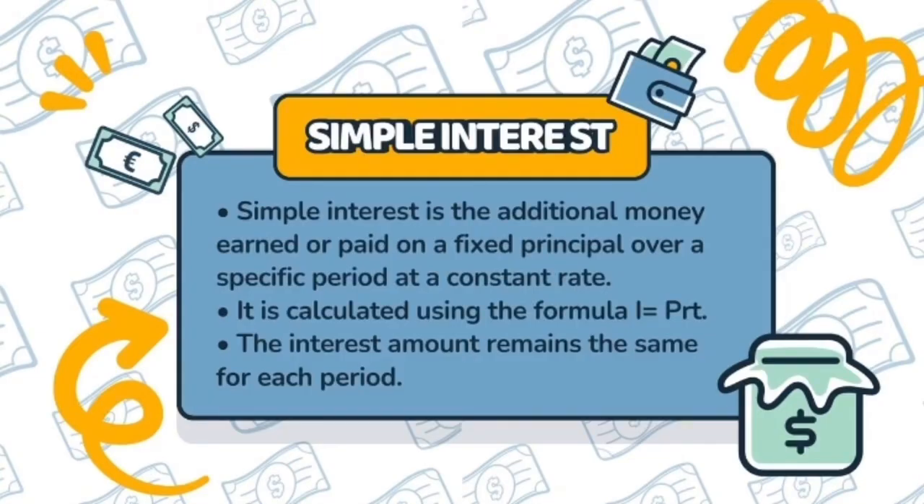Simple interest is the additional money earned or paid on a fixed principal over a specific period at a constant rate. It is calculated using the formula I equals PRT. I for interest, P for principal, R for rate, and T for time. And the interest amount remains the same for each period.